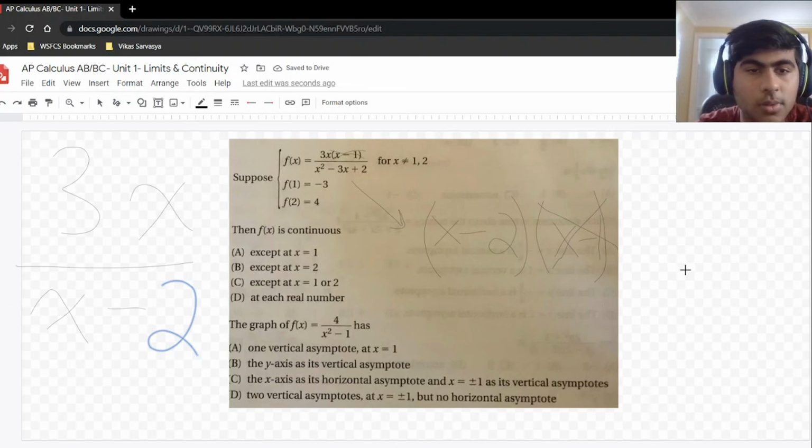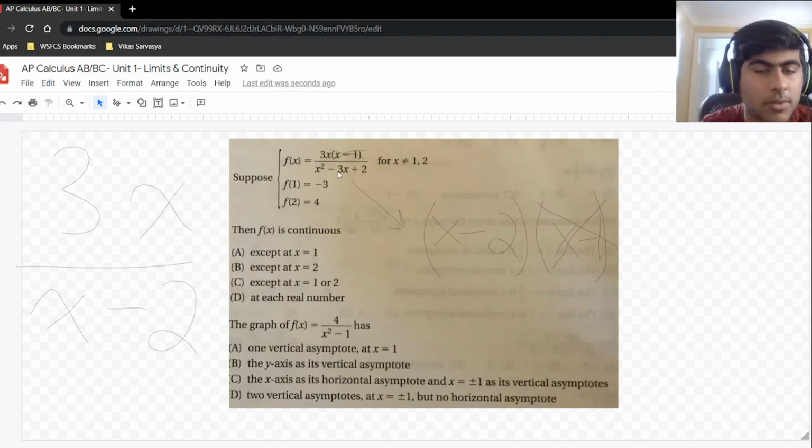Alright, so let's look at x equals 1 first. At x equals 1, the value is defined as negative 3. The limit as we approach 1 is going to be the value of this function when we plug in 1. We plug in 1: 3 times 1, 3, over 1 minus 2, minus 1. 3 over minus 1 is negative 3. The limit does exist, and the limit, negative 3, is equal to the function value, negative 3. They are equal, right? So at x equals 1, this function is continuous. So that means that this choice is wrong, and this choice is wrong, and this choice is wrong.